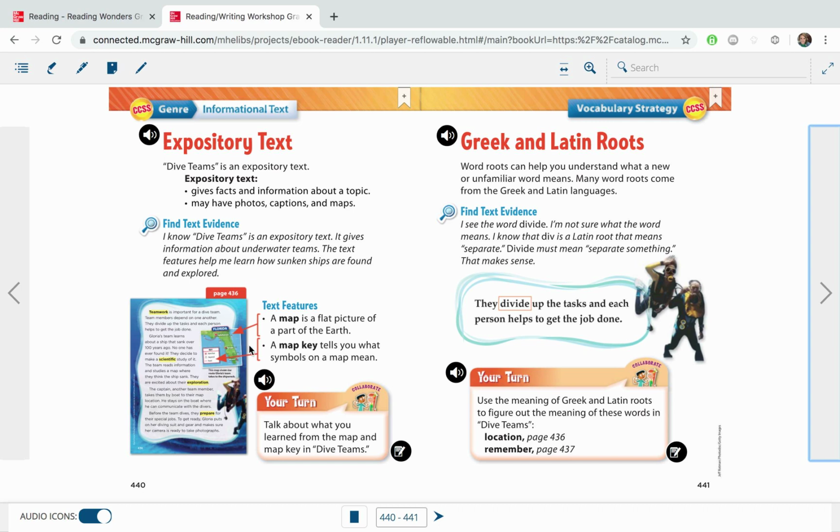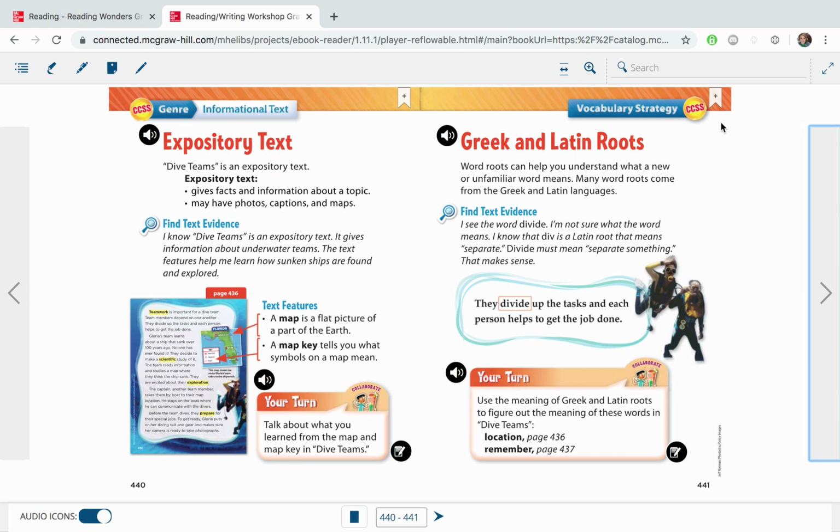A map is a flat picture of a part of the earth. And most maps, even if it's like a zoo map or a Disney map, will have a key that tells you what the symbols are and where they are on the map. And I'll tell you more about that when we get to it in the story. Okay, so map key tells you what symbols on a map mean. So they don't have words written all over the map. They just put tiny little pictures.